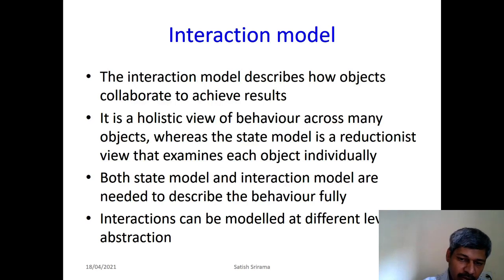But both the state model and the interaction model are needed to describe the behavior fully. It is not the case that one is important and the other is not so important. You need to understand both models; both are needed to describe the behavior fully. Of course, we have seen interactions themselves can be modeled at different levels of abstraction.